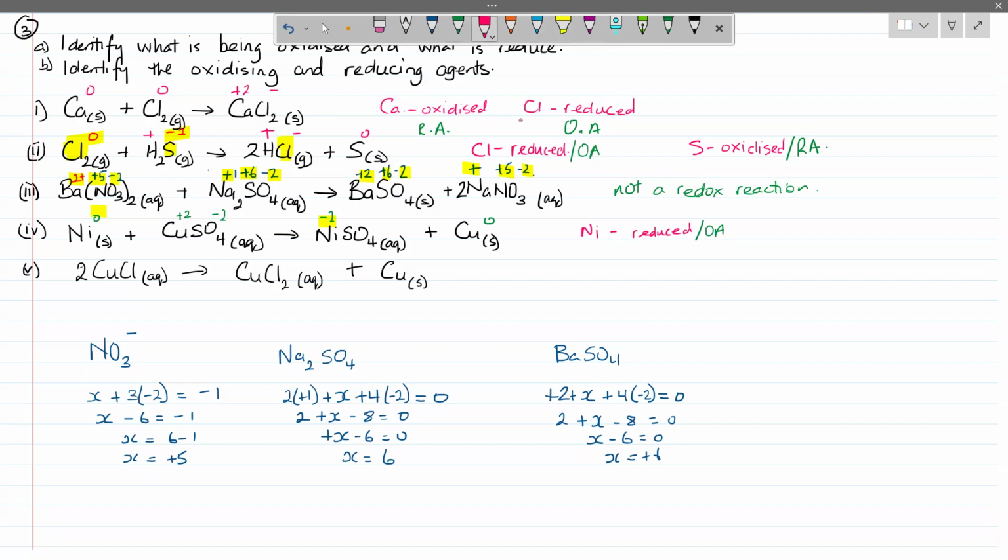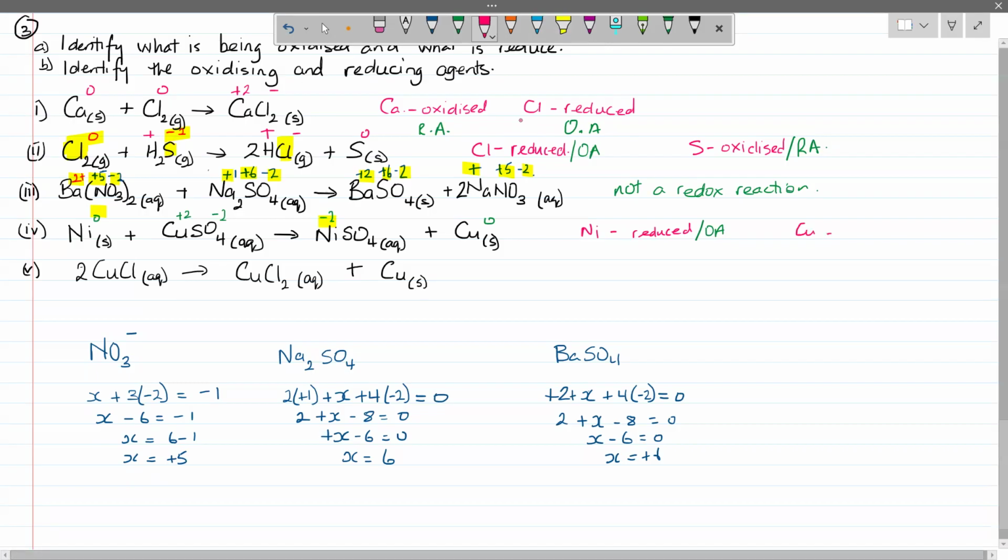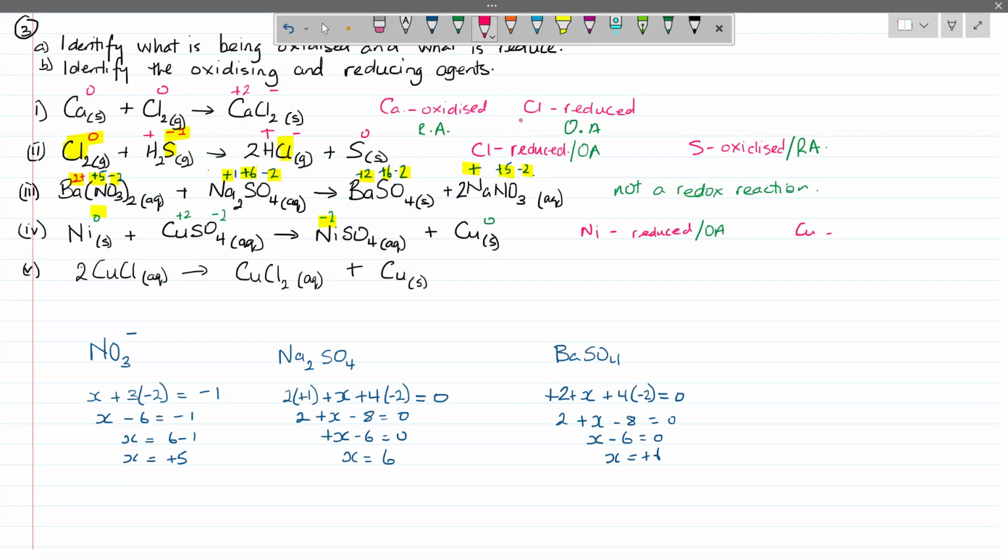Copper, on the other hand, is going from +2 to 0. So that means it's gaining electrons. It's losing electrons. Nickel is going from 0 to -2, a decrease in oxidation number. So it's gaining electrons. Copper is going from +2 up to 0. Sorry, I have this back to front.